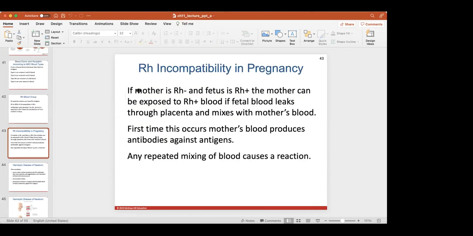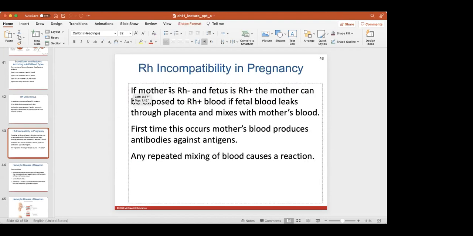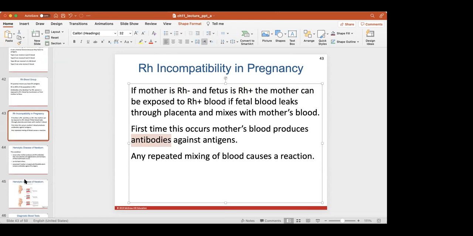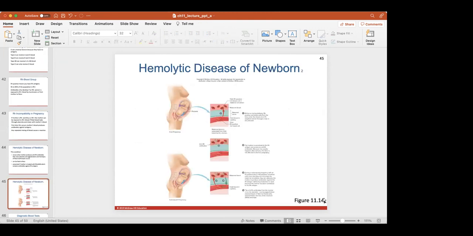So for example, if you're a mother and you're pregnant and you're Rh negative, so you don't have the Rh factor, if your fetus is Rh positive, the blood can actually mix during delivery so that the mother might produce antibodies against that fetal blood, the Rh factor. This usually doesn't occur, or it doesn't cause a problem in the first pregnancy. So I'm going to zoom in on this picture a little bit more.